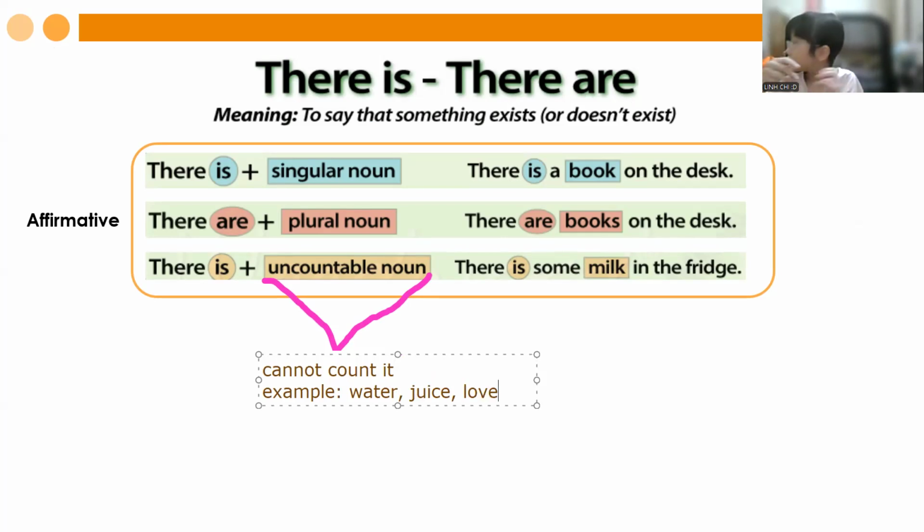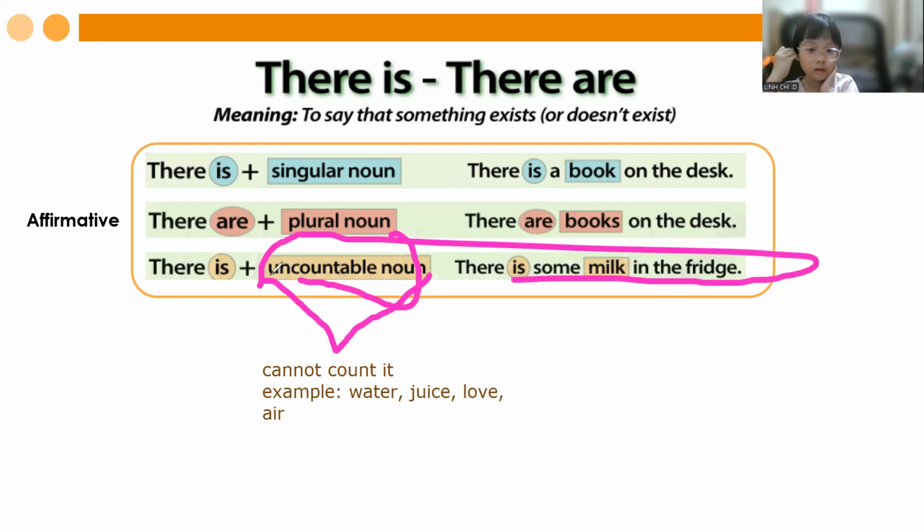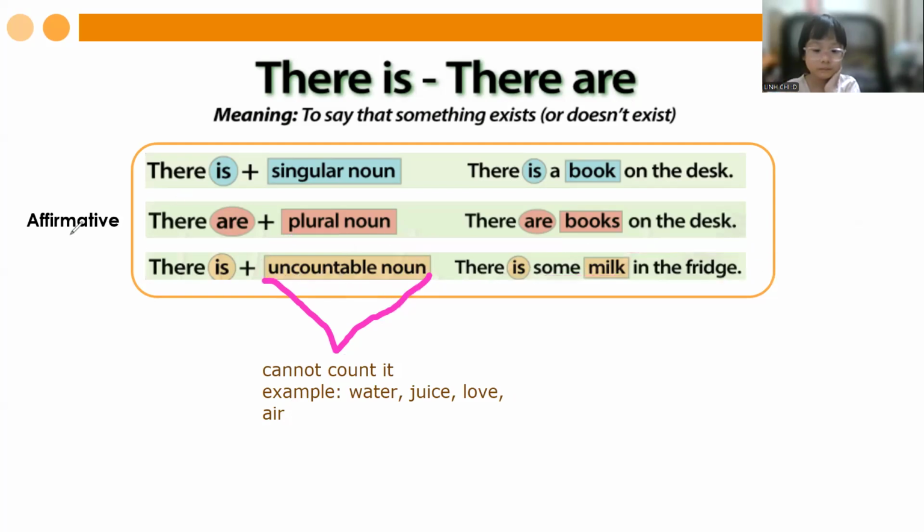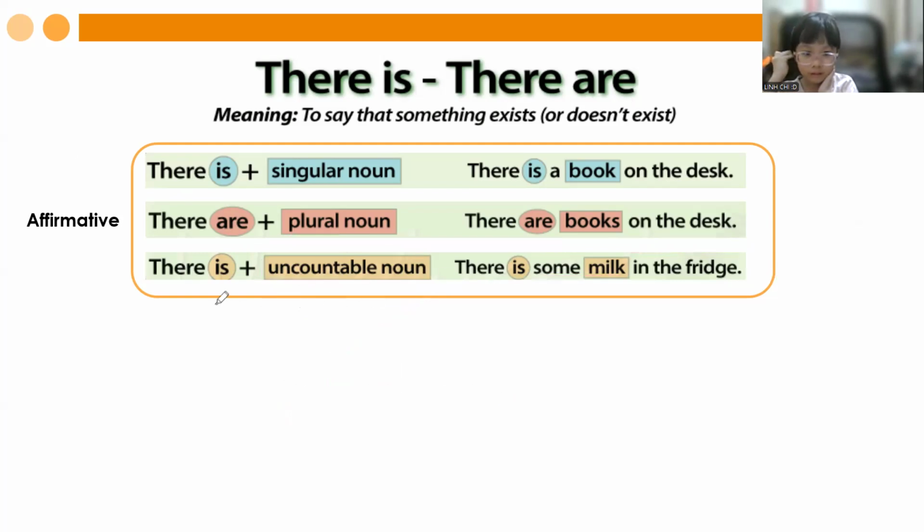Now we also have love. Can we count the love? No. Even the air. Can we count the air? No. Great. So what do we call them? They are all uncountable noun. Very good. Now look and read. So for uncountable noun, we say is, then some. Now look and read. There is some milk in the fridge.